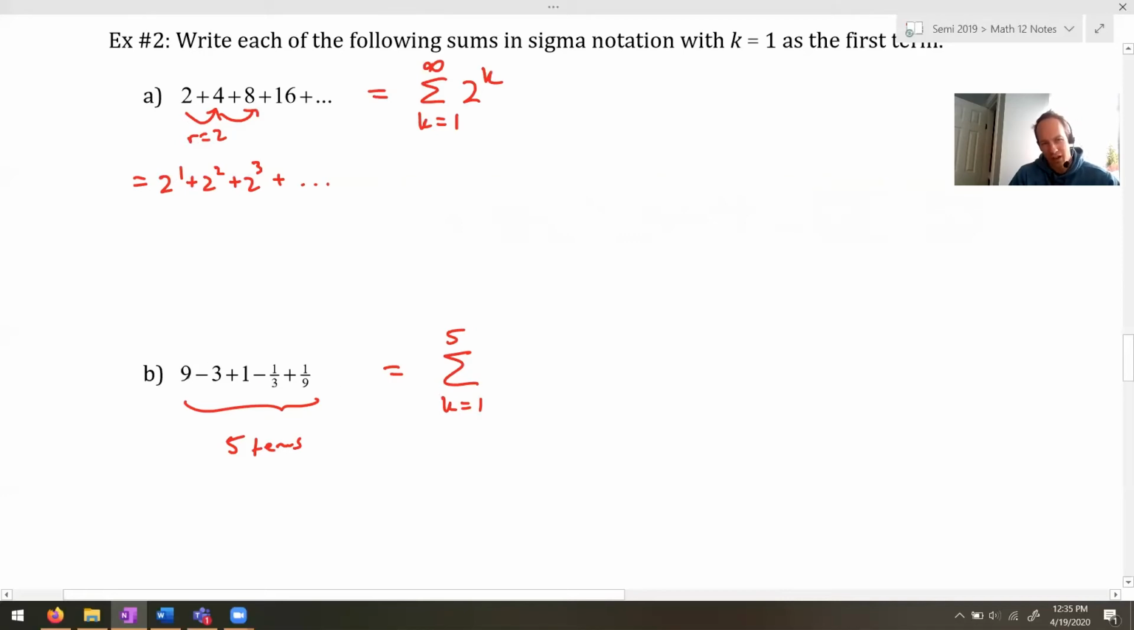Now I start with 9. And then every time I go forward, I can multiply by negative a third. I can see that the signs are alternating, so r is equal to negative a third. So there's a couple ways you can look at doing this.